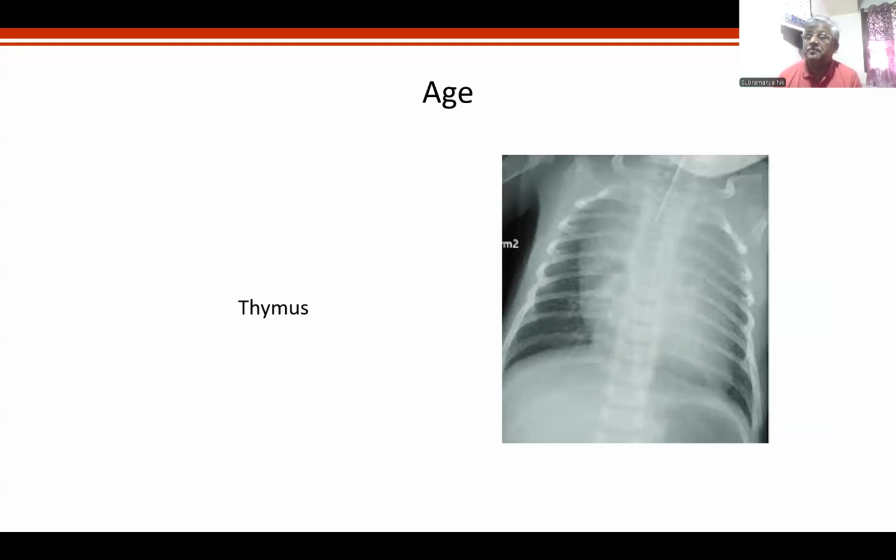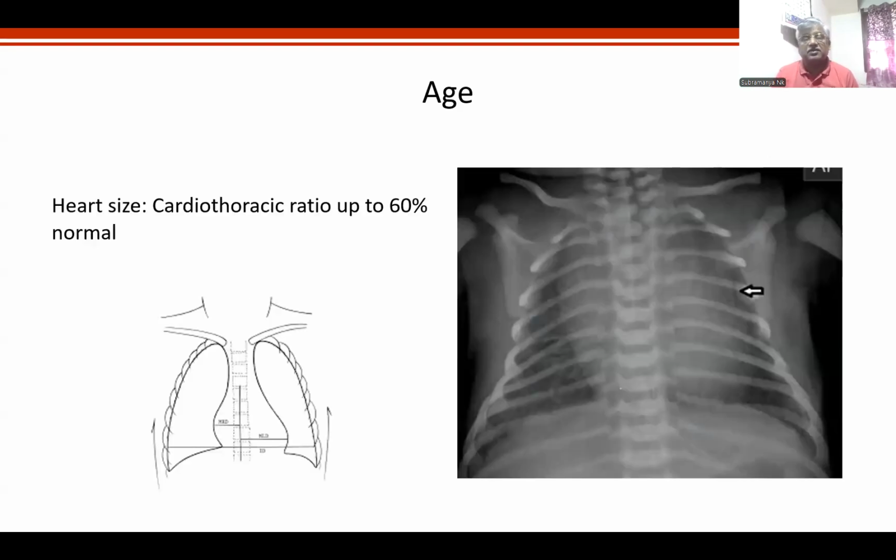Now this thymus is a radio-opaque structure that you see and can mimic many intrathoracic lesions on the chest X-ray. Sometimes we are confused whether it is thymus or not. The thymus also overlaps with many structures, and therefore you need to know about it. I will tell you more in subsequent slides, but at this stage, what you need to know is that there is age-appropriate thymus: more thymus at a young age, less as the age advances.